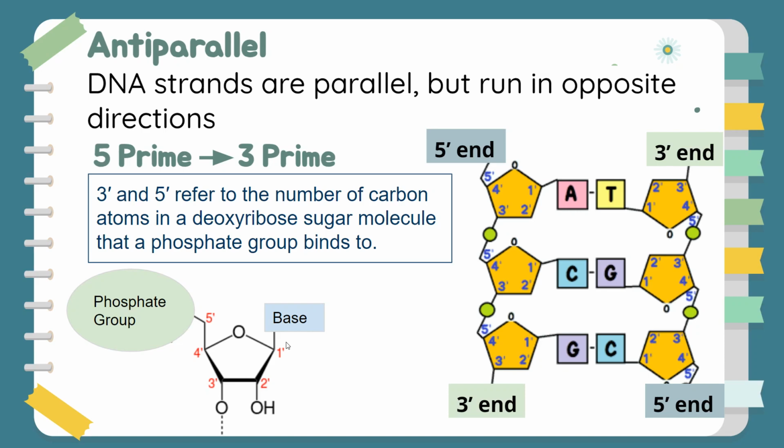The numbering of the ends, 5' and 3', is based on the carbon atoms in the deoxyribose sugar of each nucleotide. Starting at the tip of that pentagon, the carbons are numbered clockwise. So 1, 2, 3, 4, 5. The 5' end has a phosphate group attached to the 5th carbon of that sugar, and our 3' end has a hydroxyl group attached to the 3rd carbon. These bonds are what help hold that sugar-phosphate backbone together.